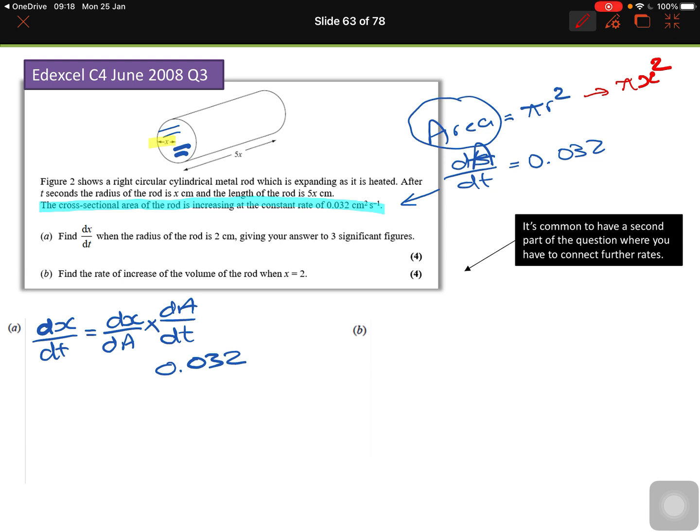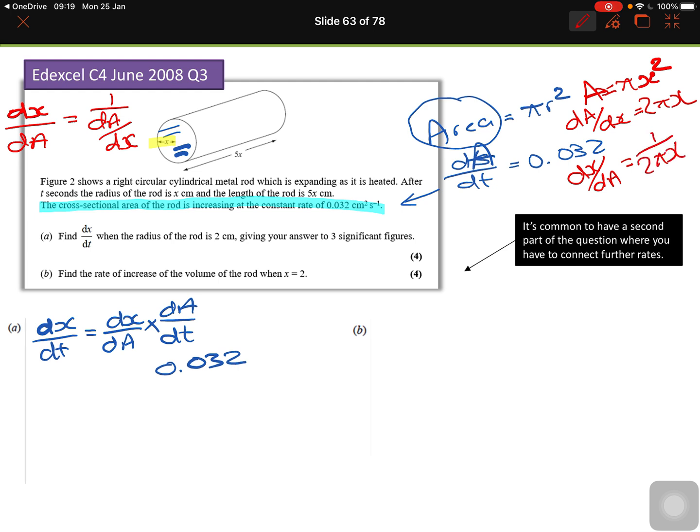However, this is again where we've got to think back to what we did in our differentiation chapter. dx/dA, which is what I want to work out, is the same as 1 over dA/dx. Now if A equals pi x squared, I can find dA/dx because I can differentiate to give me 2 pi x. Therefore, dx/dA is going to be 1 over 2 pi x.